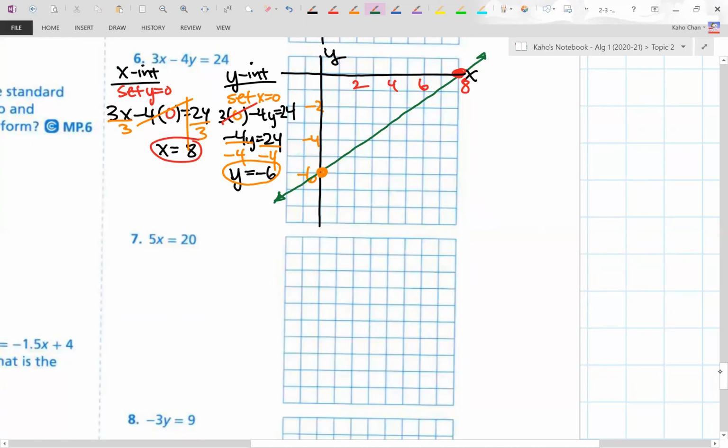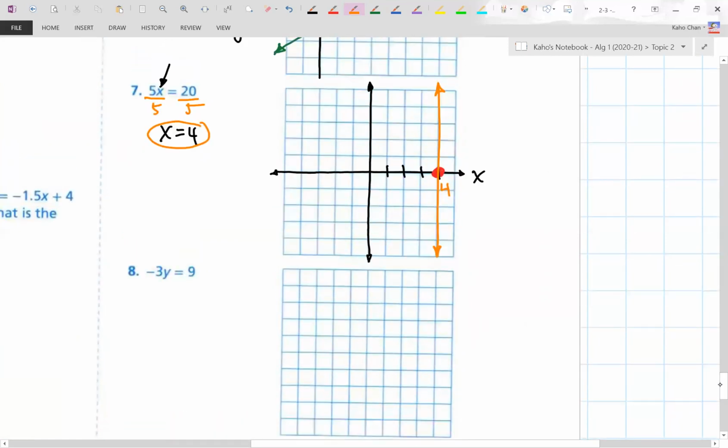Number 7, I only see you have a single variable, everybody, x. Let's isolate it. Divide by 5 to both sides. X equals 4. Every x value is 4. Make a cross. When you make a cross with that x-axis, it'll be a vertical line crossing through x equals 4 on the x-axis. Okay, that's easy. That's a vertical line. Yay.